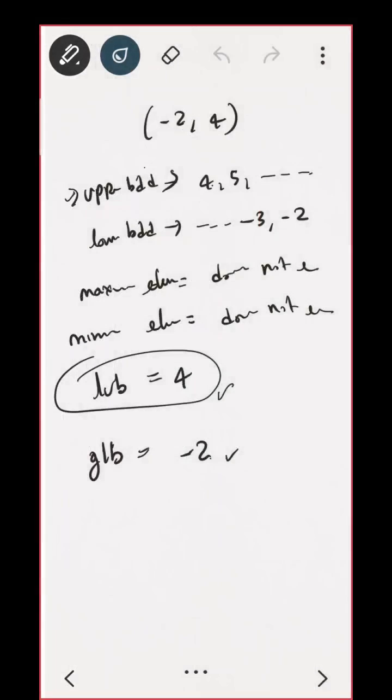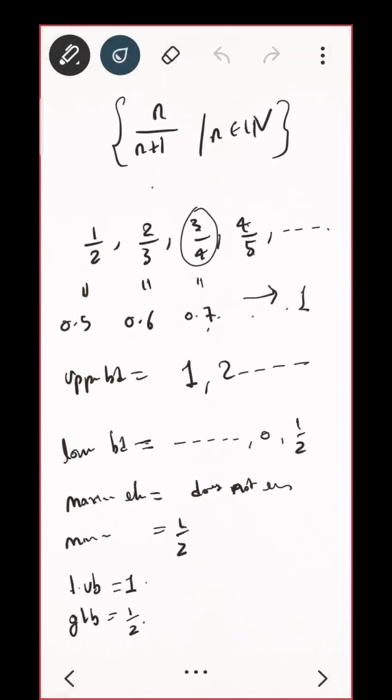Let A be a non-empty subset of R, bounded above. See, for LUB, I just require bounded above. Do you agree? Do I have any requirement of bounded below? See, just see this one only. To find the least upper bound, I didn't look at the lower bound and everything. I don't care whether it is bounded below or not. I just require the set must be bounded above.